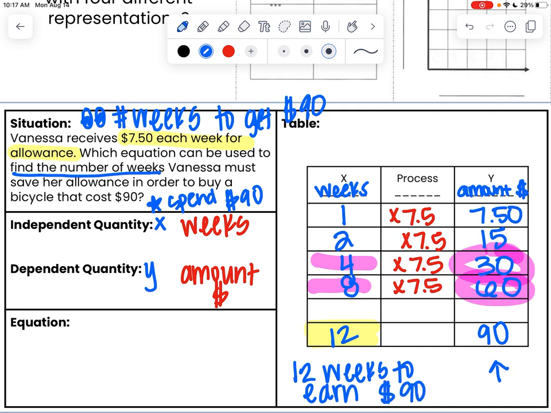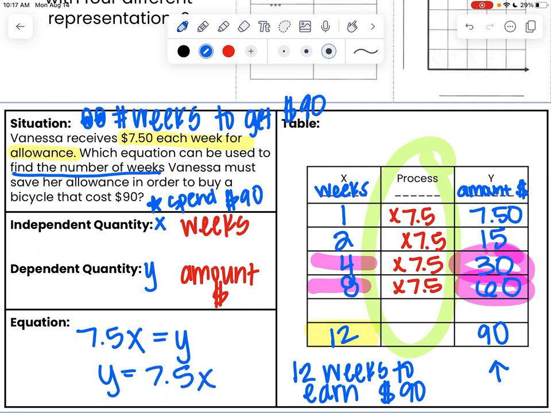And we want to have an equation to represent all of this. That's when we look at our process column right in the middle. Every time we took X, our input, and multiplied it by 7.5, we had 7.5 times X, and that always equaled our value for Y, our output. And again, I can flip things over my equal sign. So this is the same equation as saying Y is equal to 7.5X.